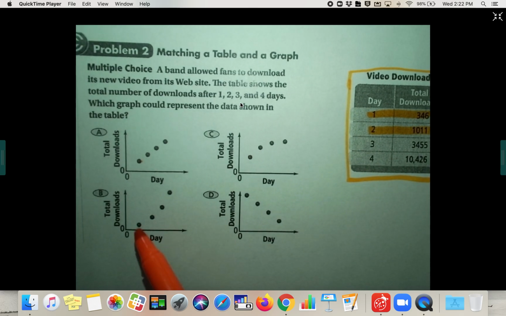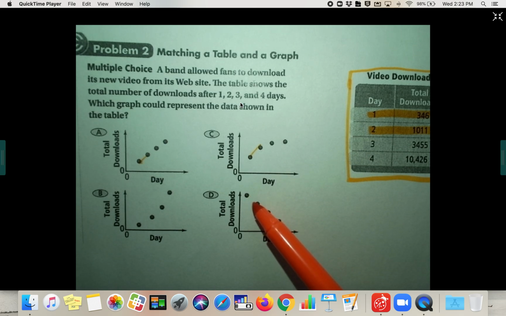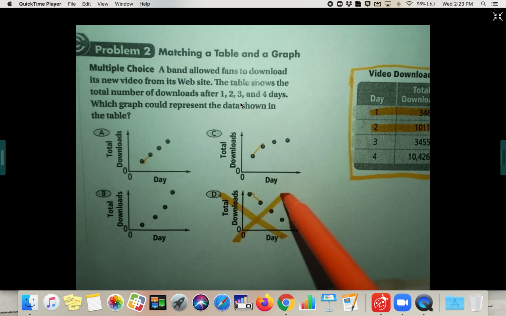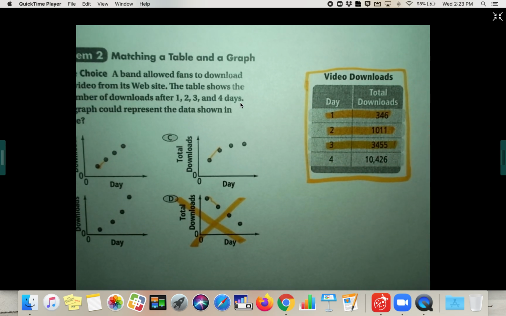So this one is definitely going up. So it could be B. This one's going up. It could be A. This one's going up. It could be C. However, this one is going down on the next day. So we know it's not D. All right, let's look at day 3. Day 3, it more than triples again.